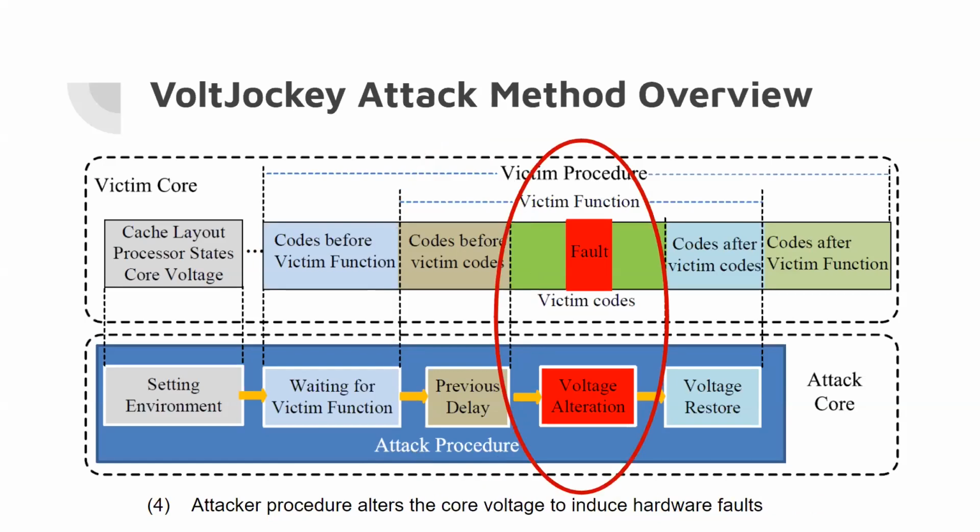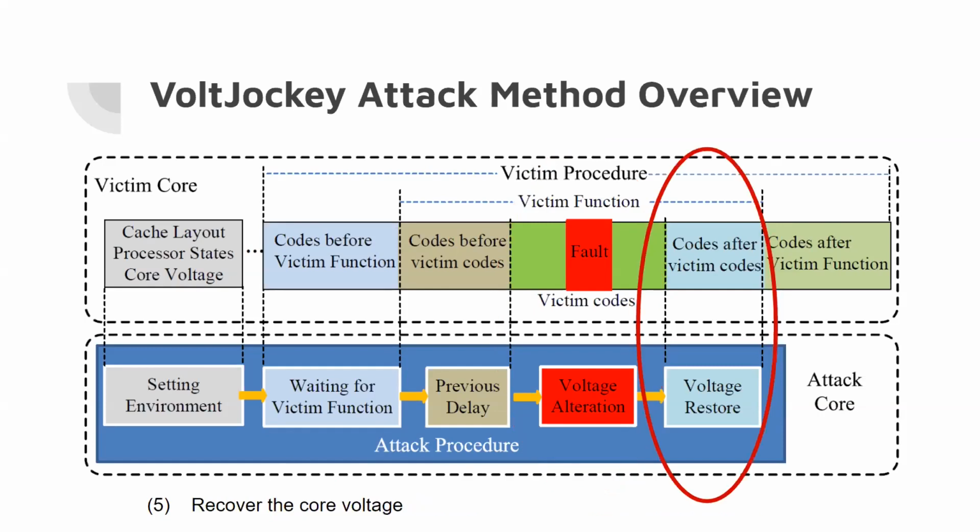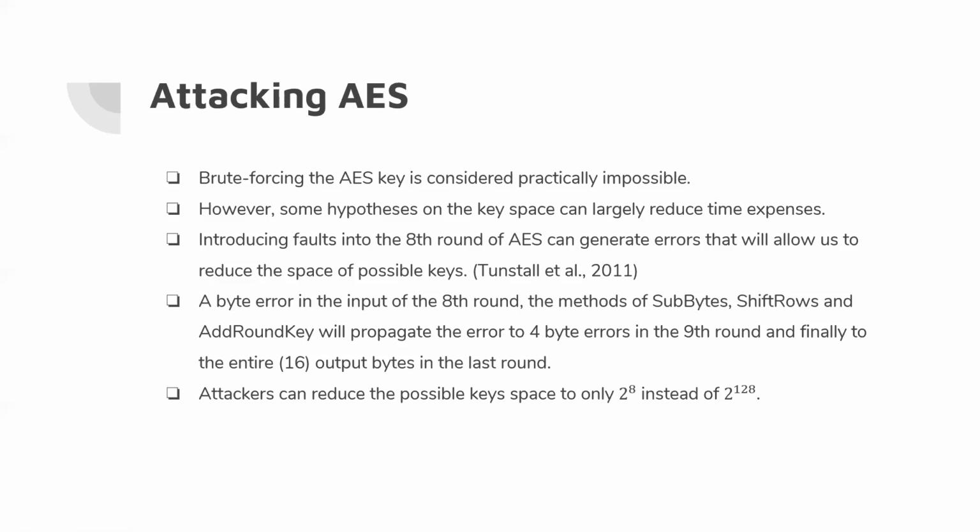The fourth step is actually the attack itself, where the voltage glitch is performed, using the parameters we found in the first step. We can see in the figure that the fault happens solely on the victim core. The last step is restoring voltage. The ultimate goal of the attack is to obtain sensitive data or tamper with the functions of the victim process, other than crashing the victim core. Therefore, attacker procedures need to restore the processor voltage to resume the victim procedure normally as soon as the fault injection is done. Now, we will talk about two applications of the VoltJockey attack.